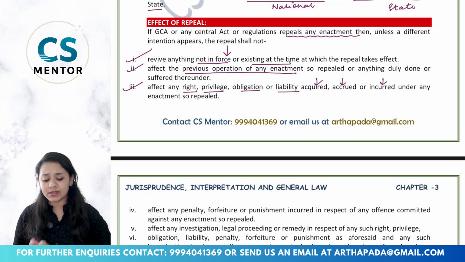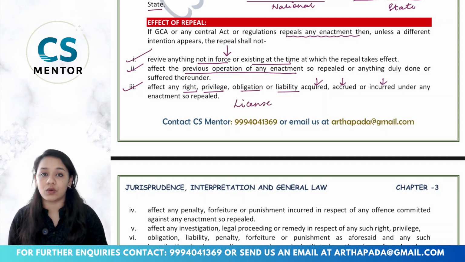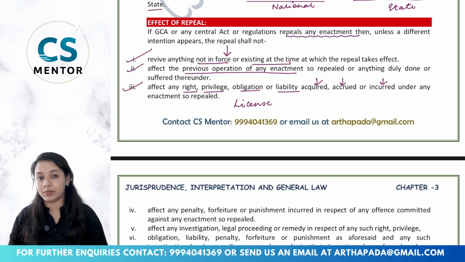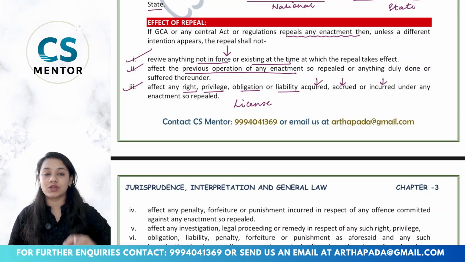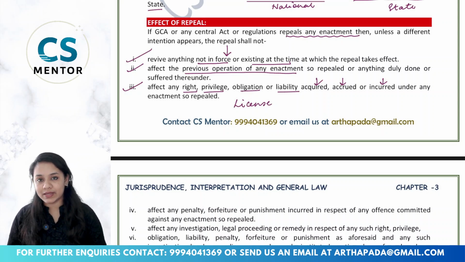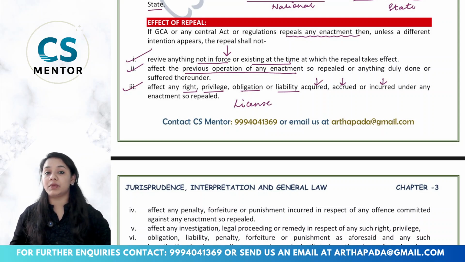So let's say, for example, that a license was obtained under the said law, then this license will continue to have effect, or the benefits of this license will continue to be given to that person unless the law specifies clearly therein. So we have many examples of this, but licenses would be one main example, because a license could have been given under a previous law.